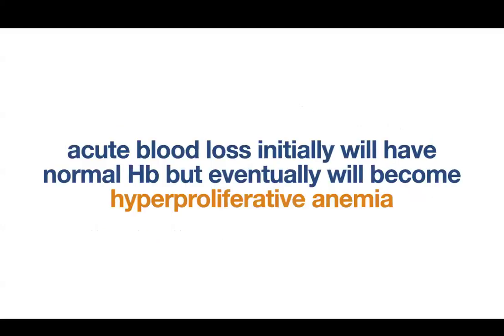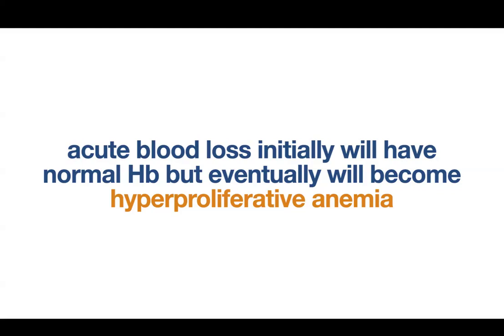One important concept, and it's about blood loss, is that in the acute setting, acute blood loss initially will have normal hemoglobin. It takes time for the body to register that, hey, I'm losing blood, let me start increasing the production of RBCs. So it takes a few days before it turns into a hyperproliferative anemia.